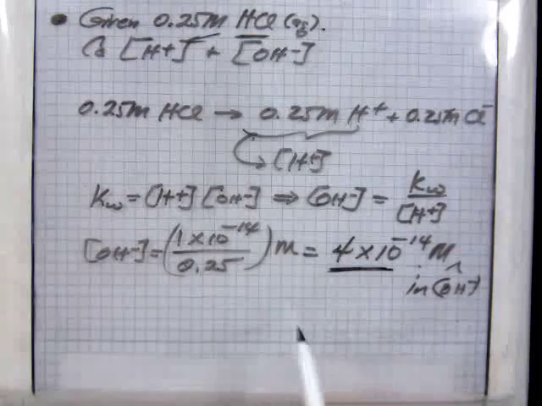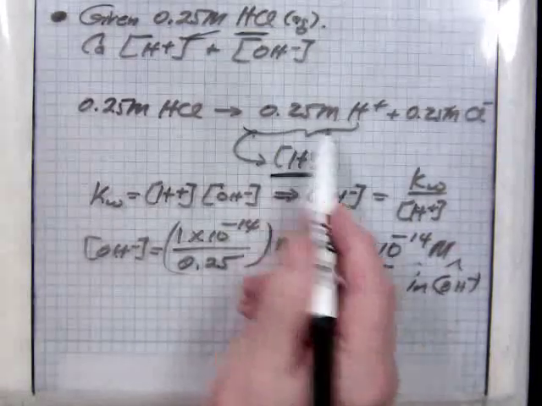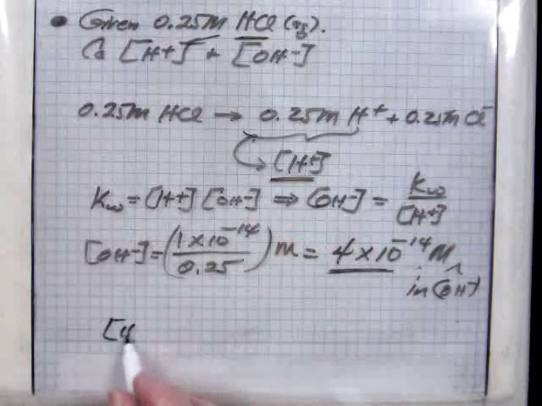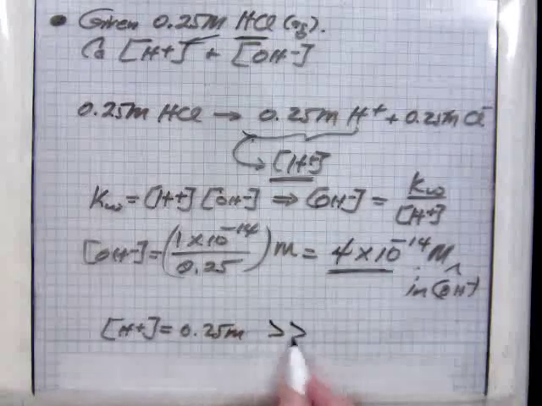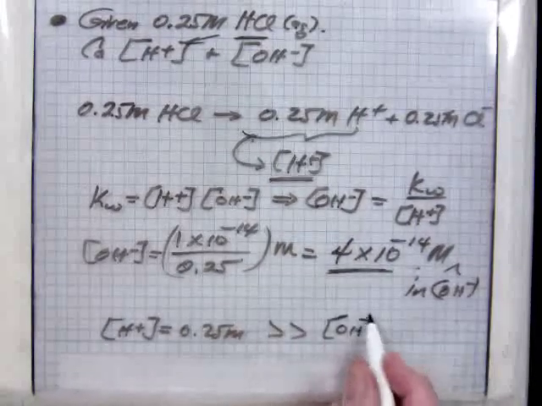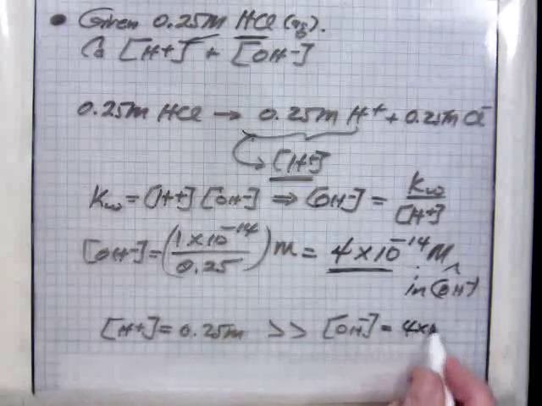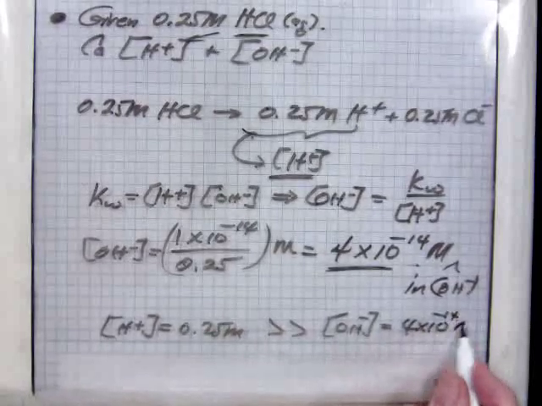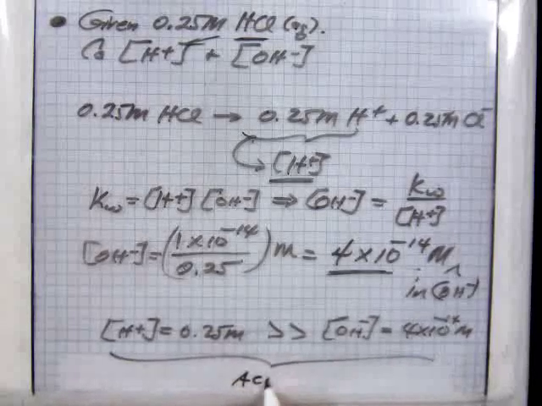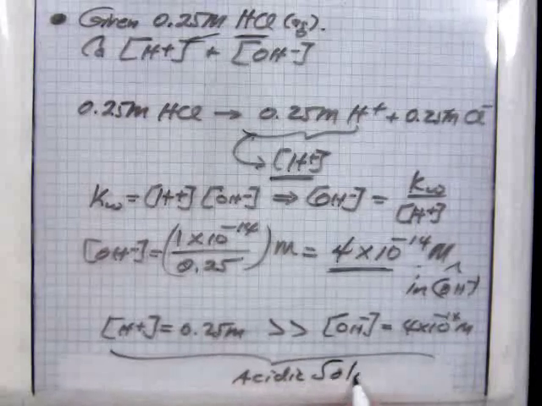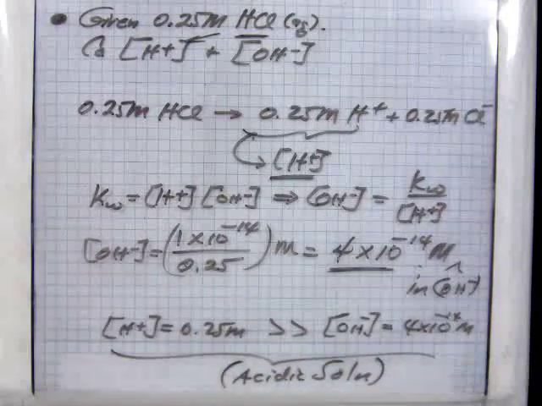Since this is the hydroxide and this is the hydronium ion, we clearly see hydronium ion, which equals 0.25 molar, is much greater than the hydroxide ion concentration, which is 4 times 10 to the minus 14 molar. So this is clearly an acidic solution. Because of what I showed you earlier, how do you define the acid solution? Well, the hydronium ion's got to be bigger than the hydroxide ion concentration.